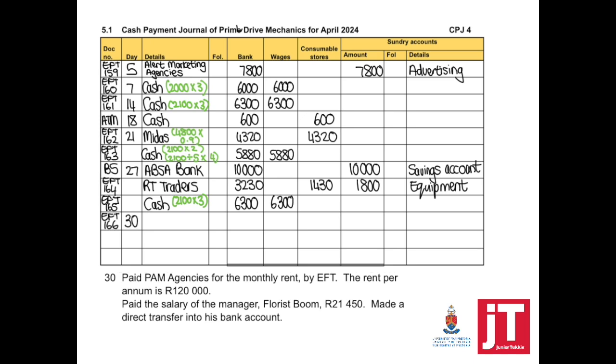On day 30, EFT. Who did we pay? PAM agencies. They gave you the total rent per annum. They didn't say we paid them for the whole year. It says paid for the monthly rent. That's why we have to take 120,000 divided by 12. So just be careful. So 10,000 was paid for what? Rent expense. On the same day, bank statement, because a direct transfer was made into his bank account. Who did we pay? Florist Boom. How much did we pay? 21,450. And what will that be? His salary.